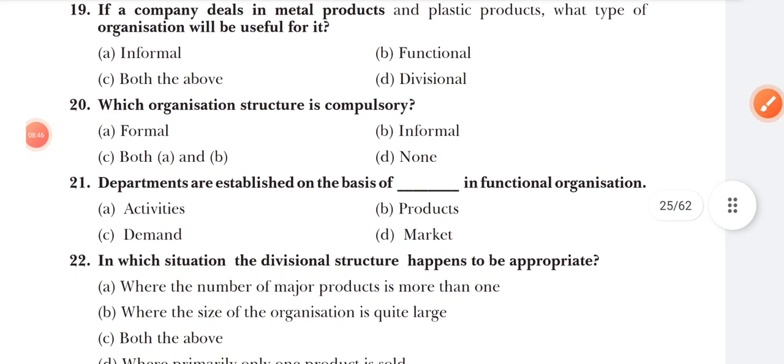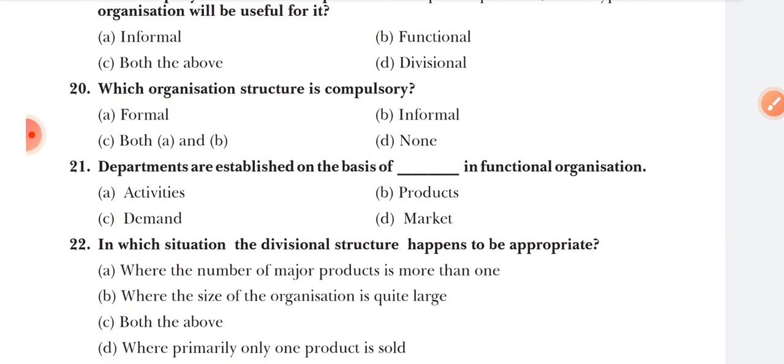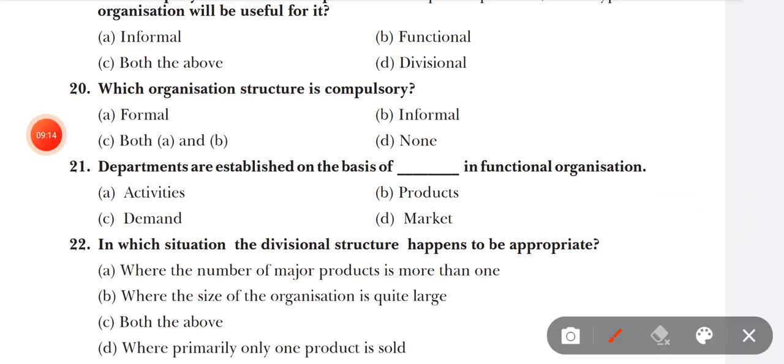Now question 22. In which situation the divisional structure happens to be appropriate? A. Where the number of major products is more than one. B. Where the size of the organization is quite large. Option C. Both the above. Or option D. Where primarily only one product is sold. And the correct option is option C. Both the above.